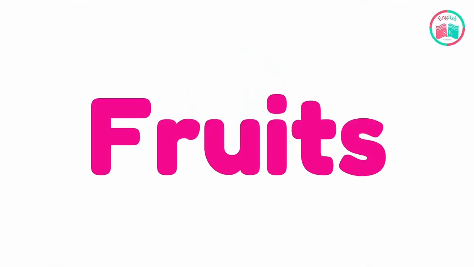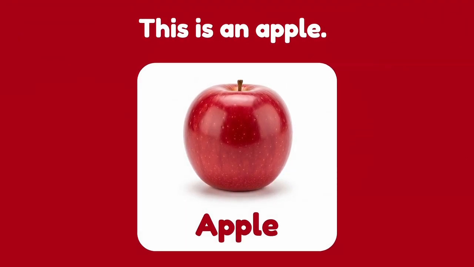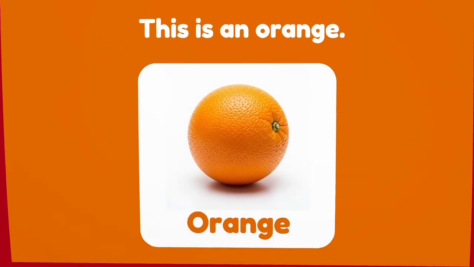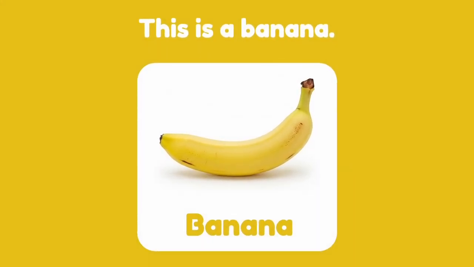Hello, everyone. Today, we're going to learn fruit vocabulary in English. Are you ready? Let's start. This is an apple. Apple. This is an orange. Orange. This is a banana. Banana.